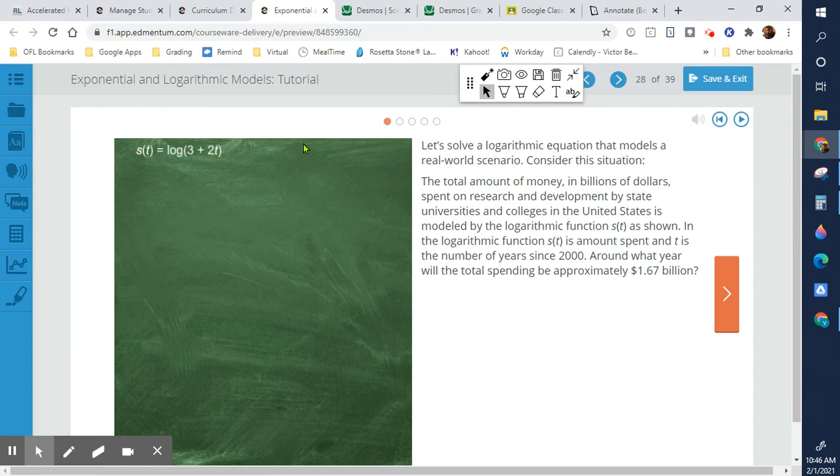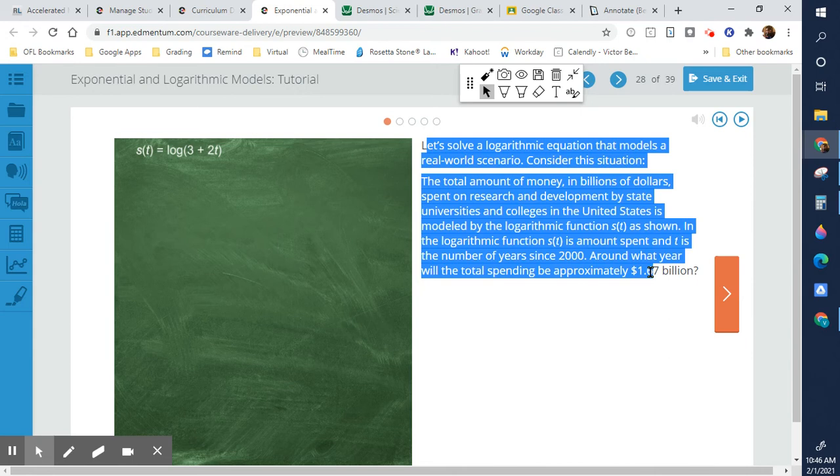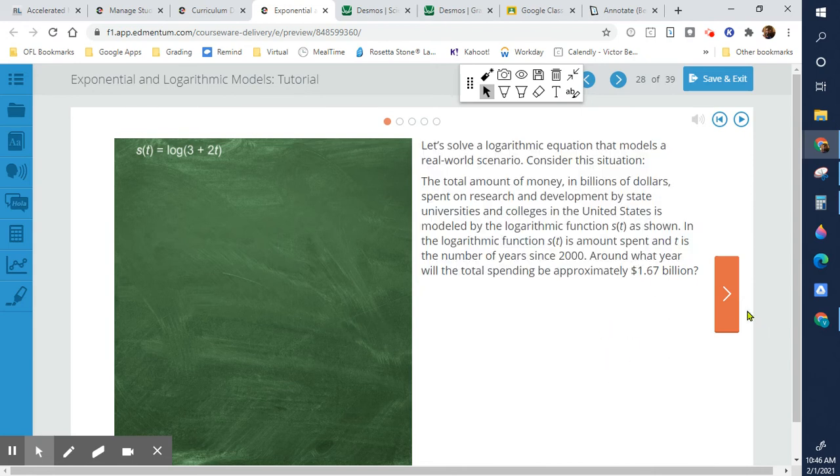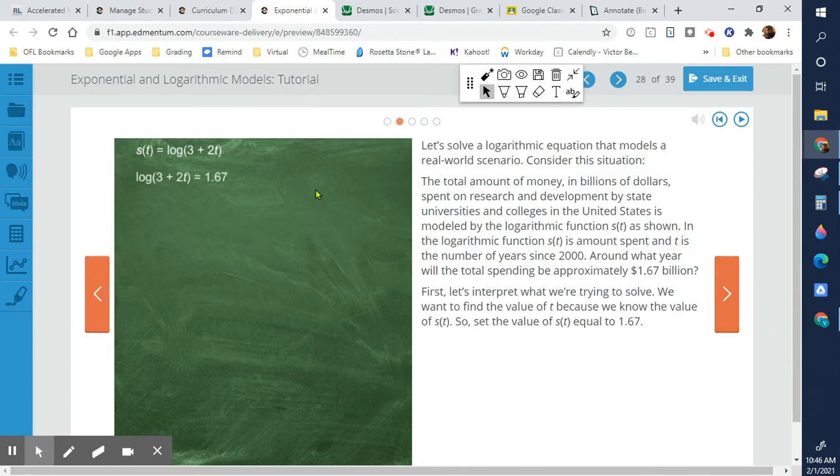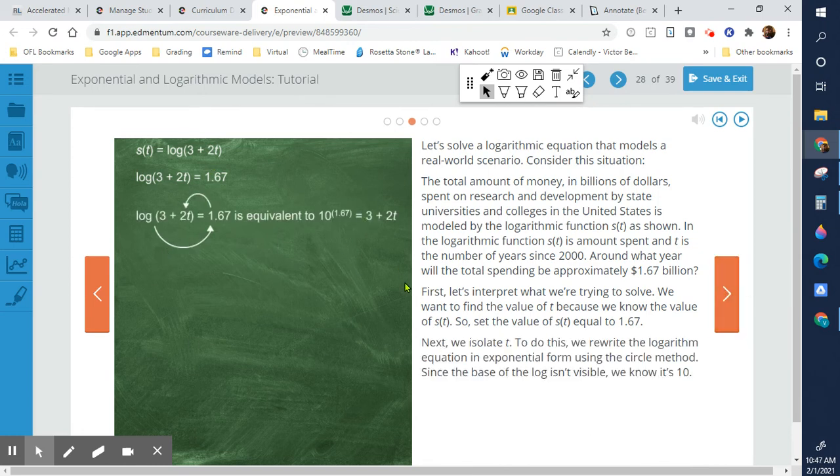So let's take a look at this one. If we're solving this, they give you a word problem here to see how it works. First thing we're going to do is assign the value. What are we solving for? All right, cool. So we have what we're solving for. Then what we're going to do is rewrite this as an exponent.